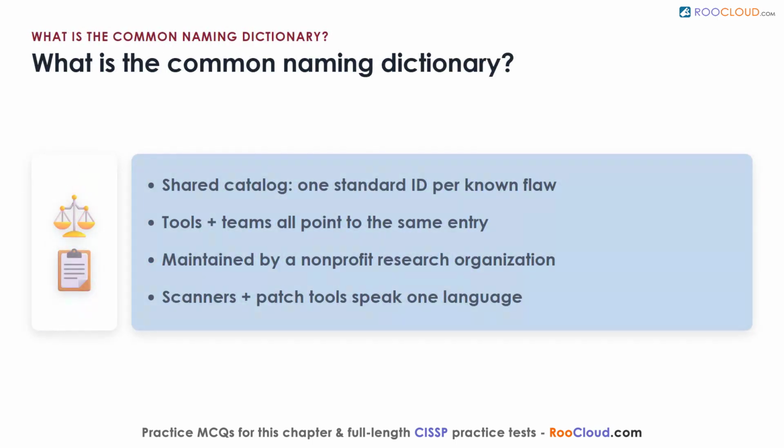So what is the common naming dictionary for flaws? It is a shared catalogue that gives every known vulnerability a single standard identifier. Instead of everyone inventing their own names, tools and teams all point to the same entry, which lets patch and vulnerability scanners speak one language. This common reference is maintained by a non-profit research organisation, and it saves every security vendor from reinventing a naming scheme. The real payoff is coordination. When a flaw has one agreed identifier, everyone from the scanner to the patch tool to the analyst is talking about exactly the same thing.